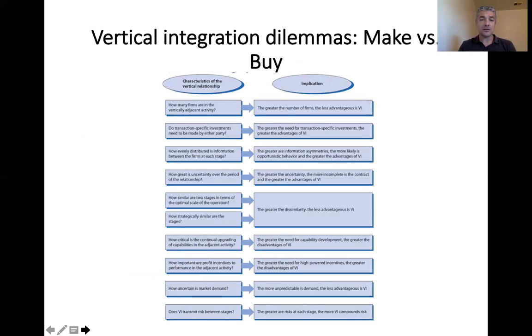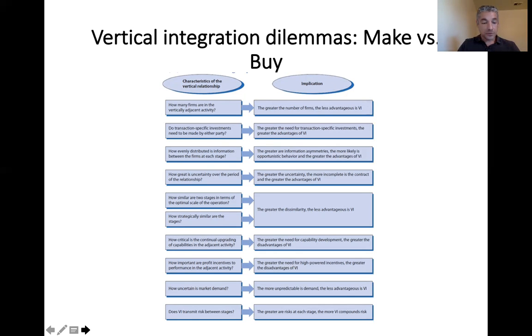So fundamentally, this vertical integration dilemma boils down to the decision of make versus buy. And your textbook provides a rather detailed set of characteristics of vertical relationships and implications for business strategy, conditions which make vertical integration more or less likely. I will not go into those here, and I definitely suggest that you go there and spend a few minutes reading through those.